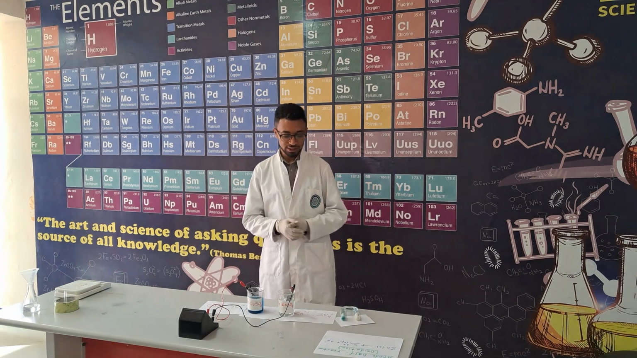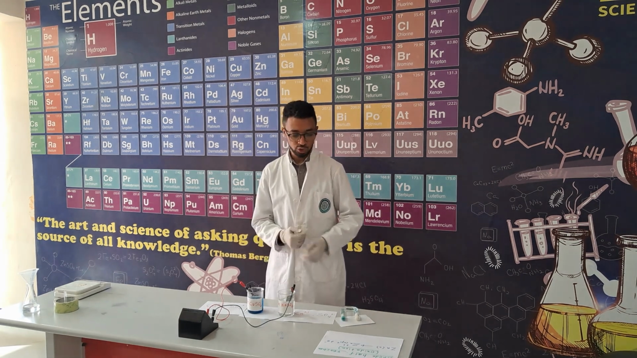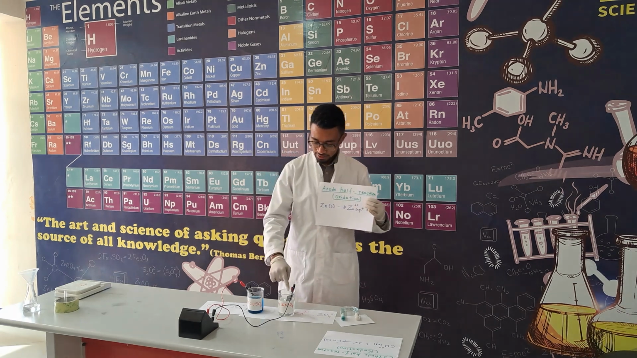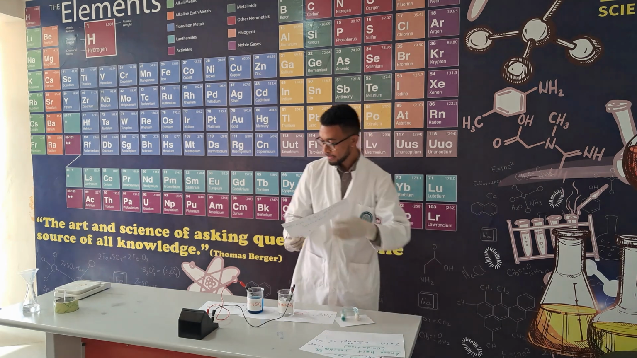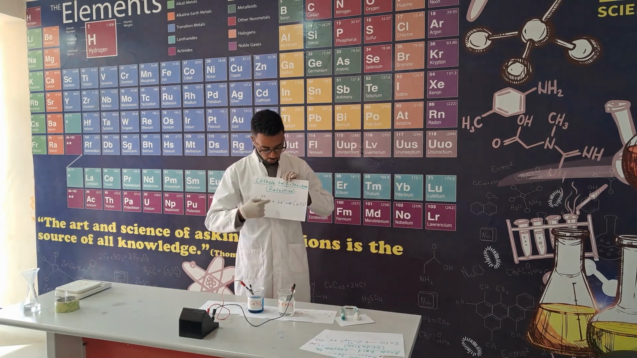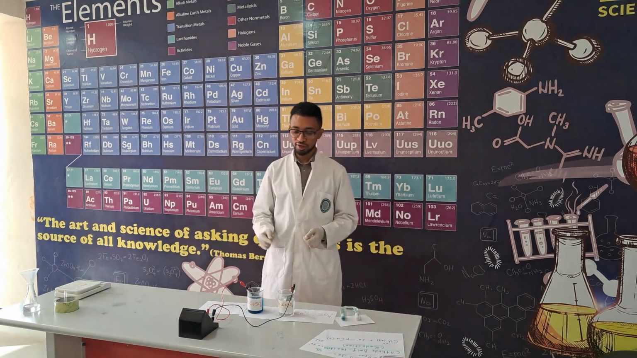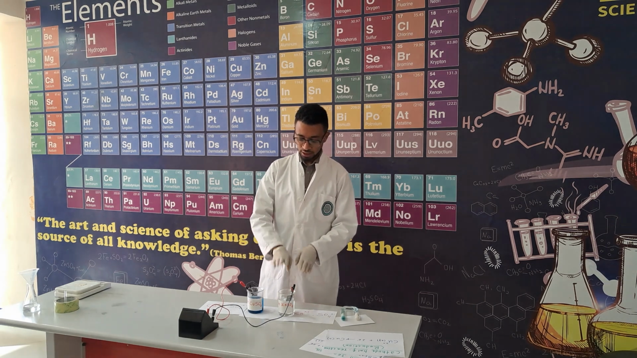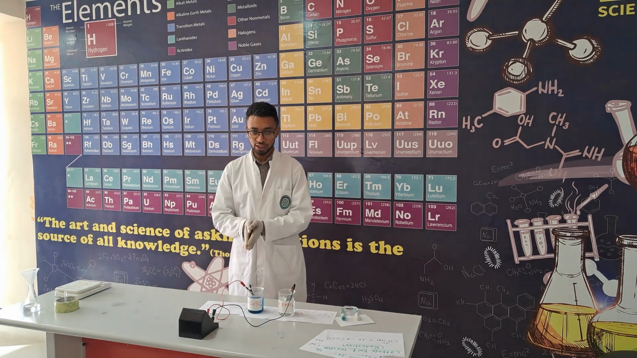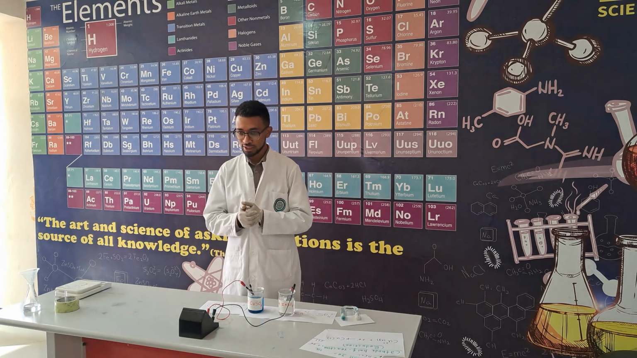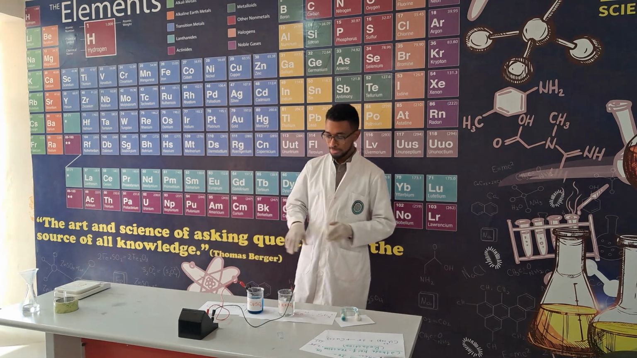So once I connect this using my salt bridge, zinc from the zinc electrode will lose 2 electrons to form zinc 2 plus ions, and copper 2 plus from the copper sulfate solution will gain 2 electrons to form copper solid. This is what we're going to see. In the process, we generate 2 moles of electrons that will move from the anode compartment to the cathode compartment, or from the zinc compartment to the copper compartment. If we're doing this correctly, this will generate up to 1.1 volts. So let's begin now.